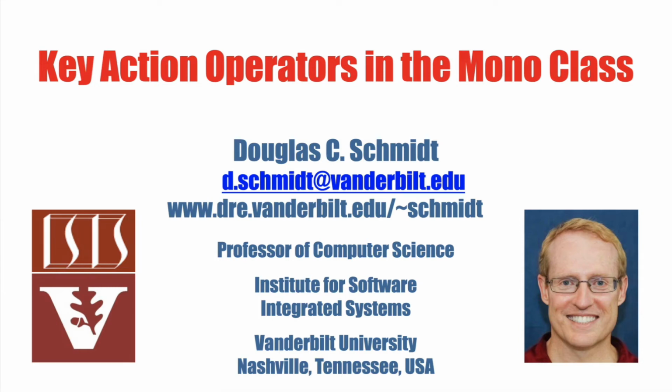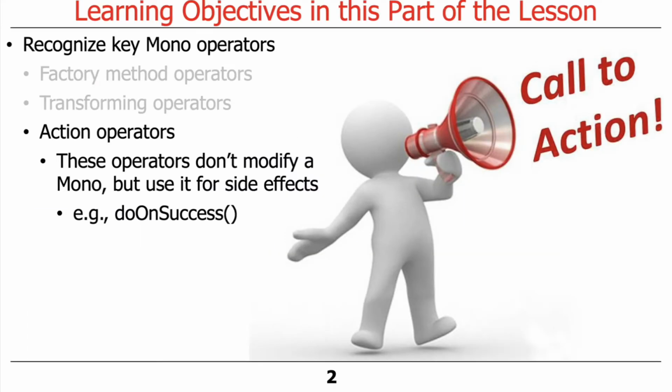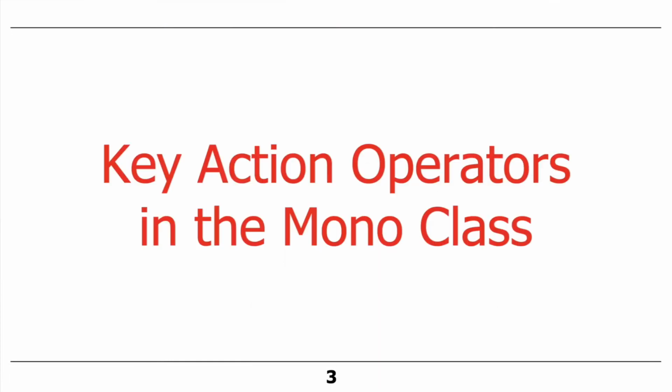The next topic we're going to take a look at here is an example of a key action operator in the Mono class. Action operators are operators that don't modify the value that's being emitted by the Mono, but instead will emit the same value that they get, but there could be a side effect that's performed by the action operator. So you'll see action operators only have side effects. They don't actually change the values of the monos that flow through them.